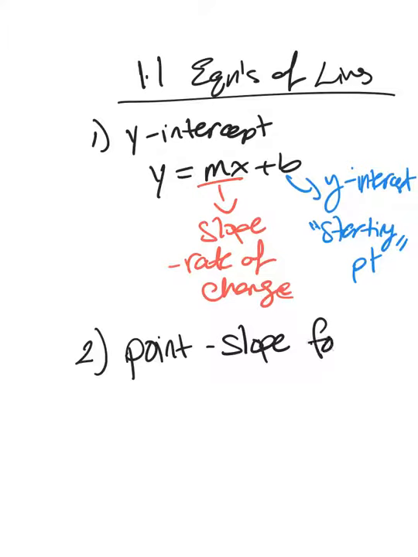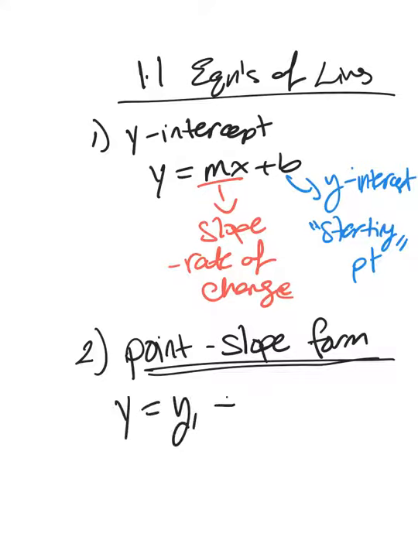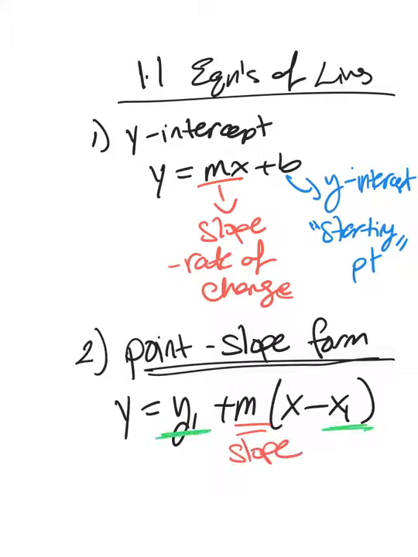which a lot of you guys did in Algebra 2. And I know my students who had me in Algebra 2 last year definitely did it, where it was y equals y1 plus m times x minus x1. You still have m. You still have a slope. But this time you have a y1 and an x1, where y1 and x1 can be any point. And that's what's so nice about this, is it doesn't have to be the y-intercept. You could have any point that you have. Got it?